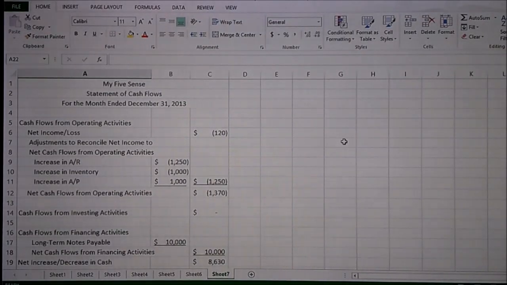Bob made a 5-year loan with the bank for $10,000. That shows up in this section. Other things that would show up in this section would be if he had a bond, and he floated a bond for $50,000, that would be financing activity. Or the sale of stock, that would also be a financing activity.